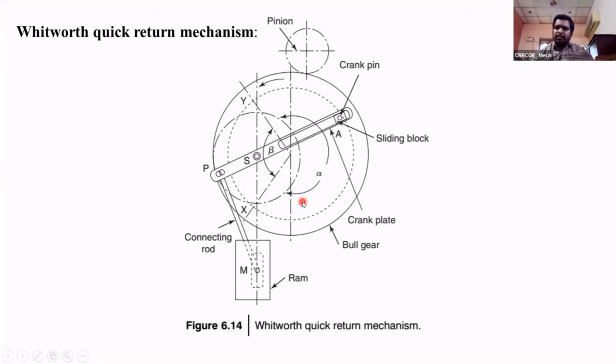I think you know, that's why I am explaining quickly. Don't worry, I think you have learned all those things in the kinematics of machines.